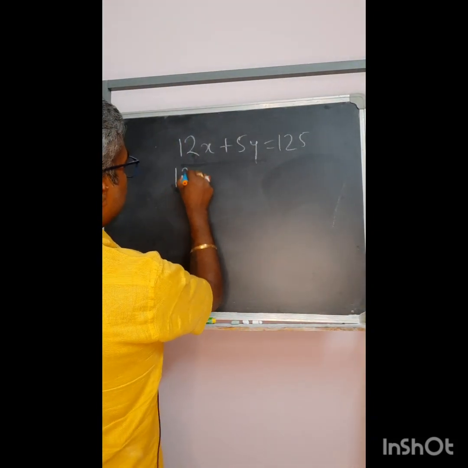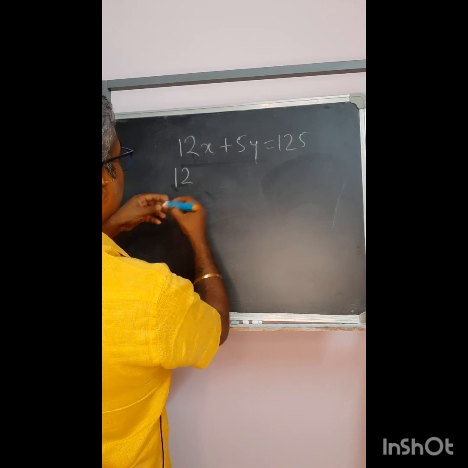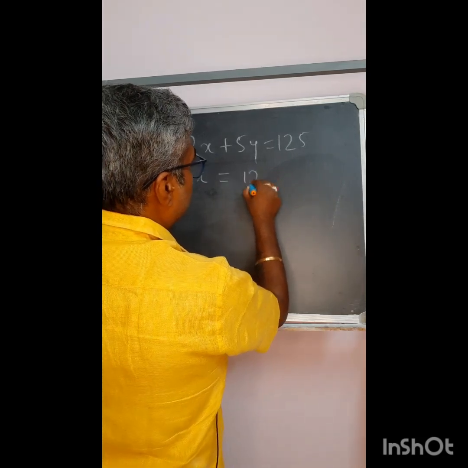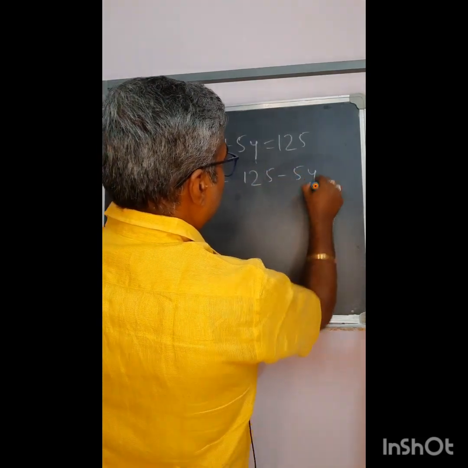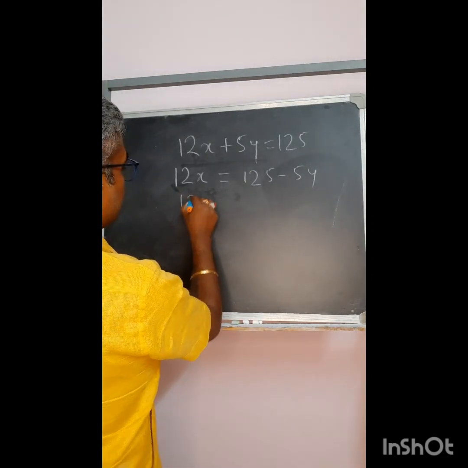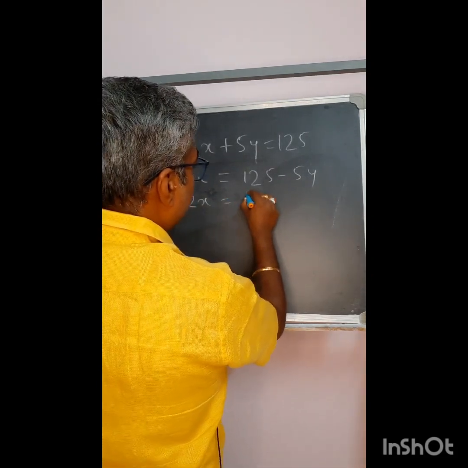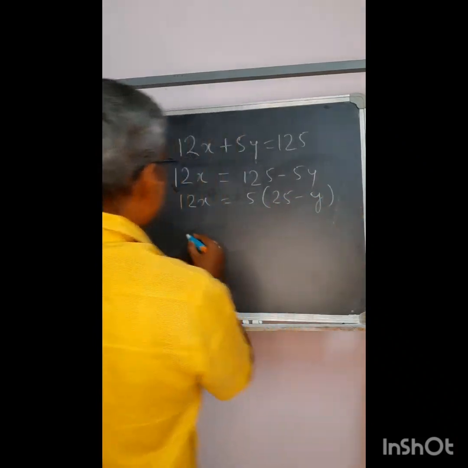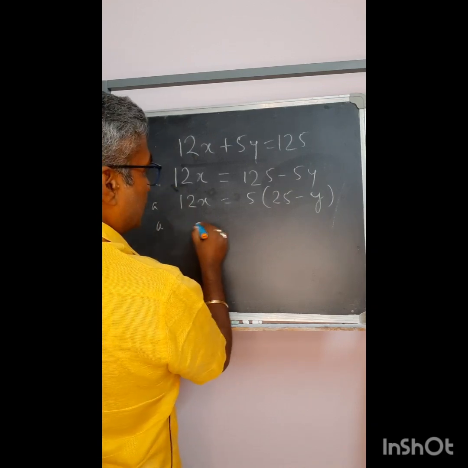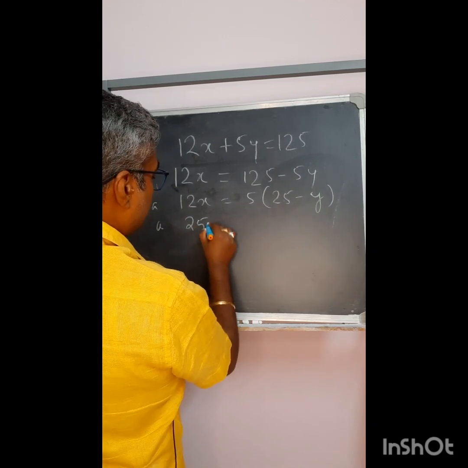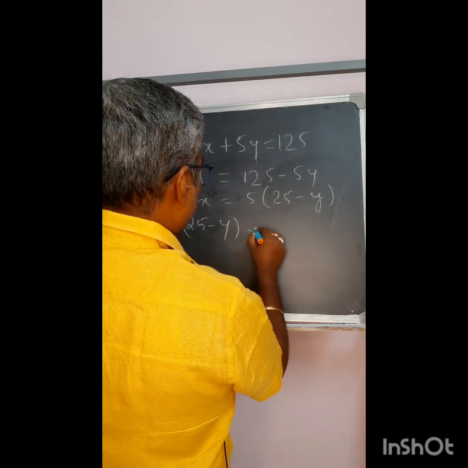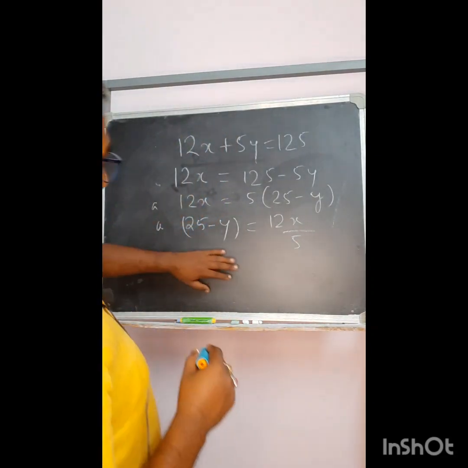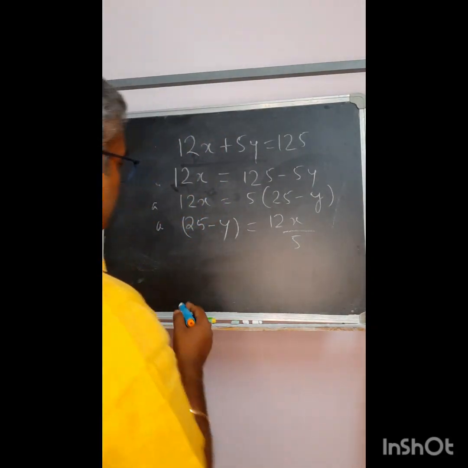Here I am just keeping x on one side and bringing y to the other side. So, it will be like this. Further, if I write 12x is equal to, if I take 5 common out of it, it will be 5 times (25 minus y). Now, again I am keeping 25 minus y on one side and the other things on the other side. So, this equation at the end comes out like that.